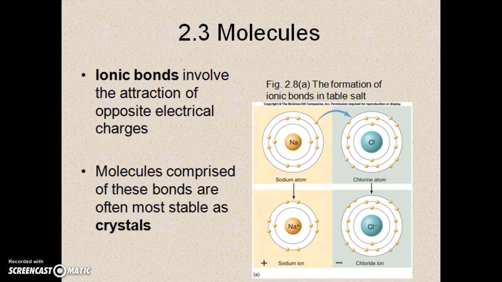A great example of an ionic bond is the attraction that Na, or sodium, and Cl, or chlorine, have to each other, forming an NaCl molecule, which we commonly know as table salt. What they actually form are stable crystals.